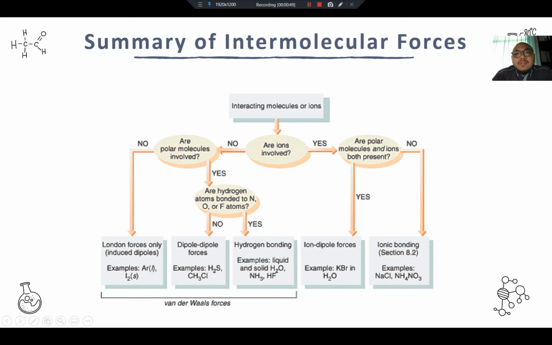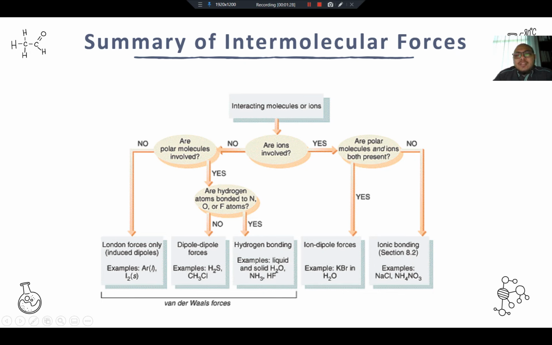Right, so here is a summary of the intermolecular forces. We can look at this chart, for molecules or ions. If ions are involved, we need to check whether it is a mix. Polar molecules and ions are both present, meaning the molecules and ions are together. If there are both ions and molecules, we call it that, but that is not about intermolecular forces. It is just interaction between molecules and ions, or ions. So we are now focusing on this part.